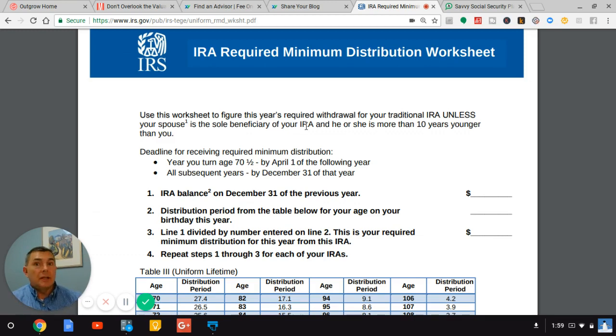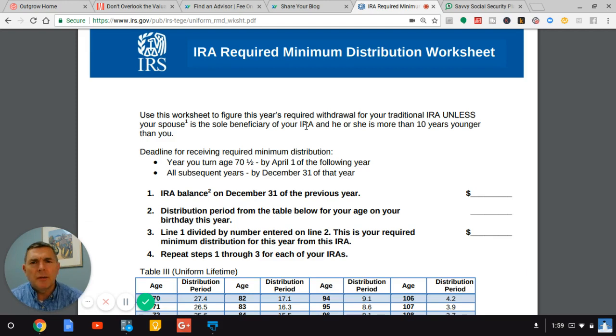Understood? Just take it. I'm 70 years old. I need to take a distribution this year. Get it done, and then you'll be just fine. In fact, what I'll show you is not only will you be just fine, it'll actually be more, probably, beneficial to you from a tax perspective. So just keep that in the back of your mind.